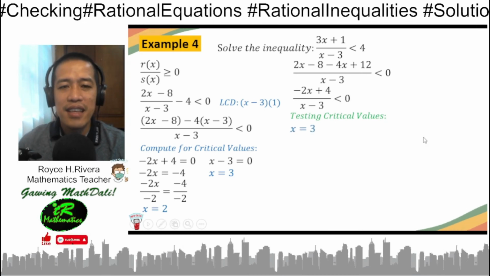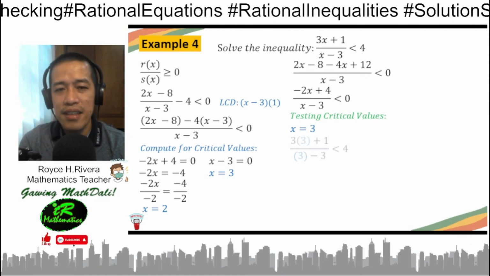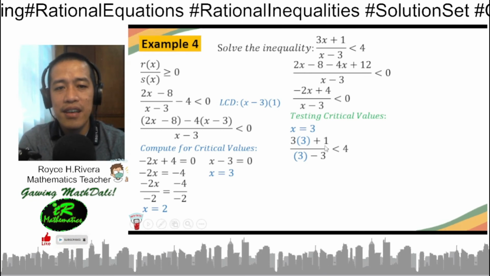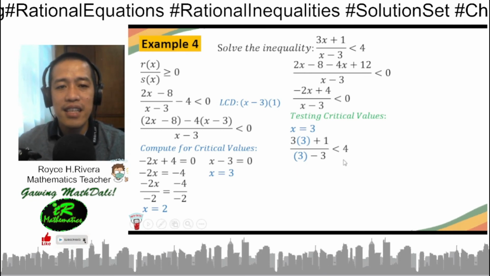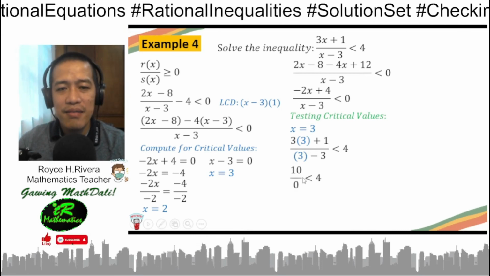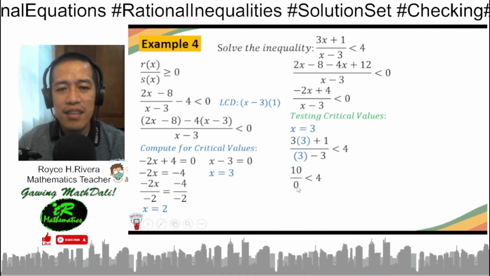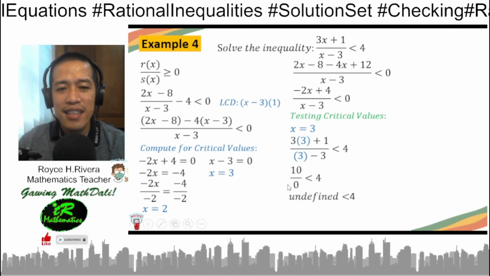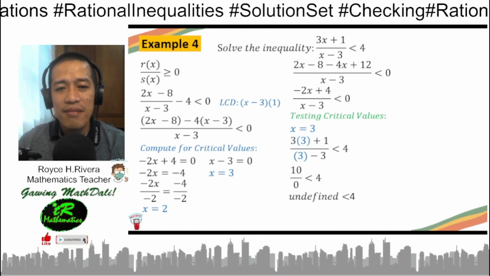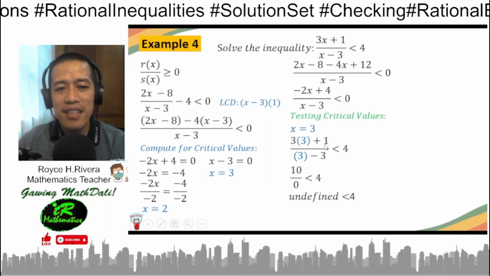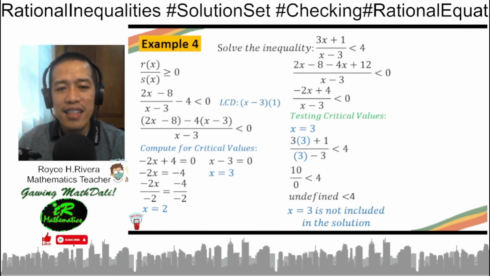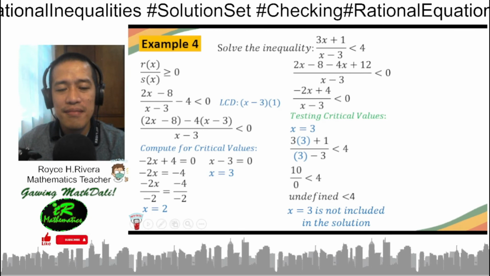So let us start with x equals 3. By substitution, we will get 3 times 3 plus 1 all over 3 minus 3 less than 4. And we will get 10 over 0 less than 4. And this is undefined. And undefined is not less than 4. Therefore, the value x equals 3 did not satisfy the inequality and it is not included in the solution.